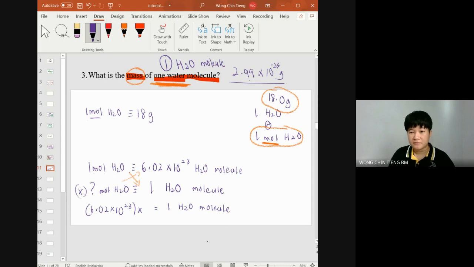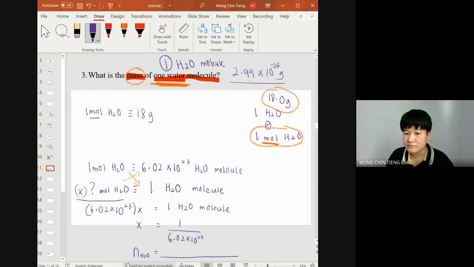Okay. So nak dapat X, X akan bersamaan dengan 1 per 6.02 darab 10 kuasa 23. So X, which is the number of mole of H2O, X adalah number of mole of H2O kat sini, nampak? So number of mole H2O, 1 biji, sama dengan berapa? Adriana?